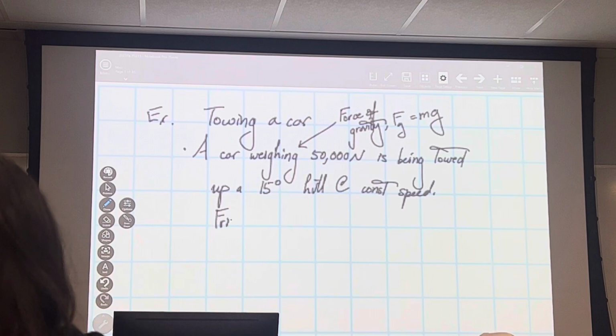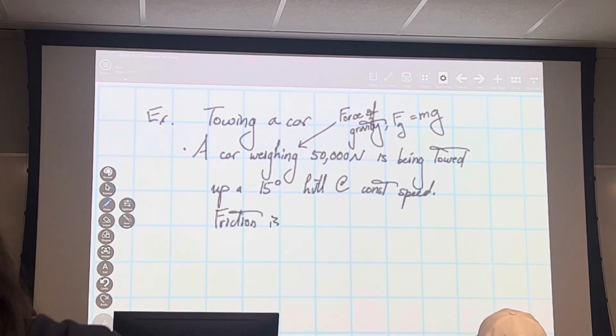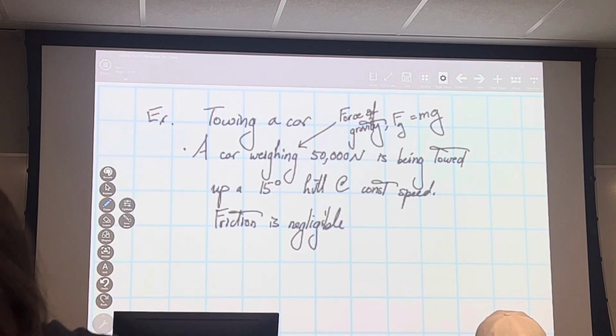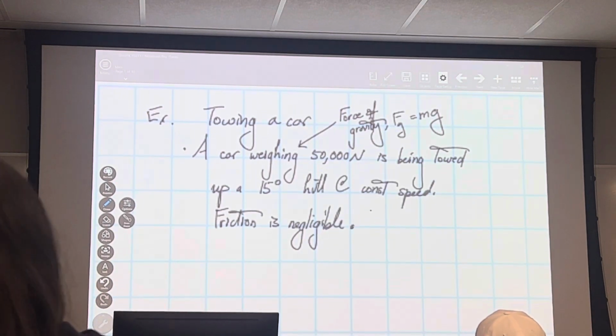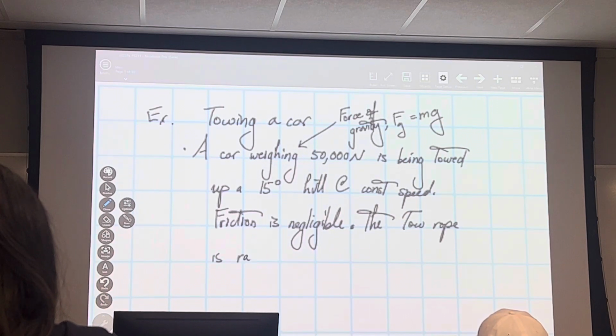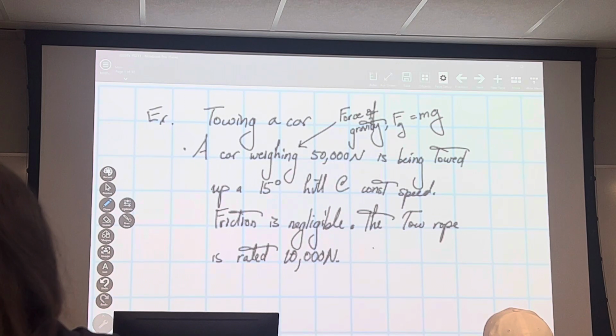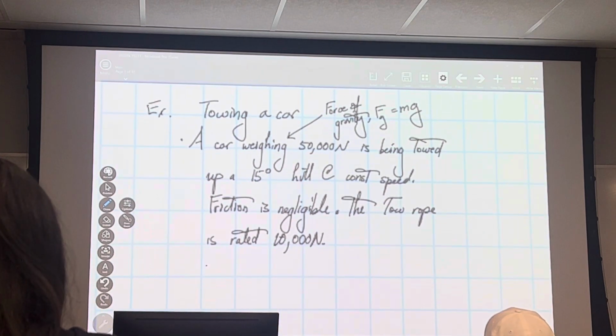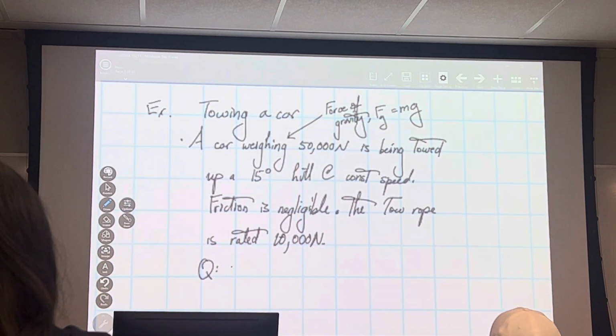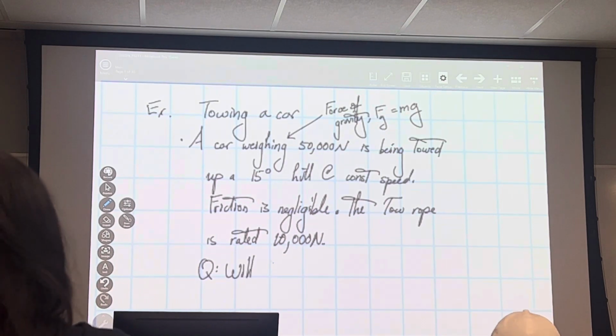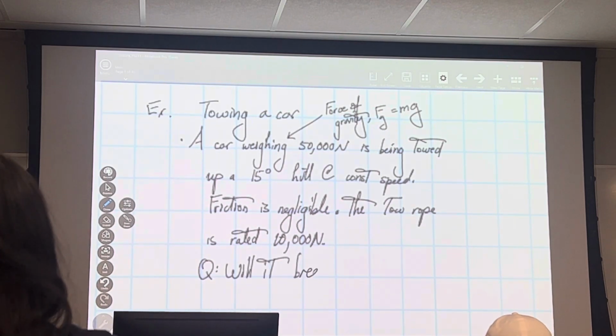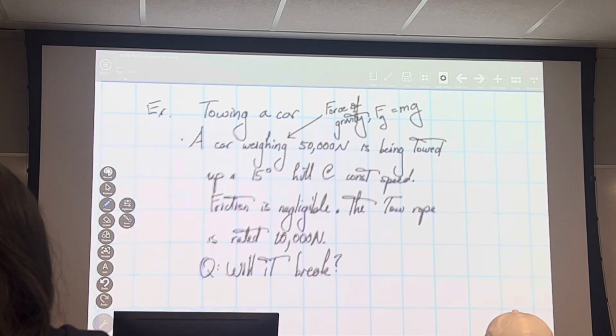You're given that friction is negligible. Let's say the tow rope is rated for 10,000 newtons. And the question that you're trying to answer is, will it break?